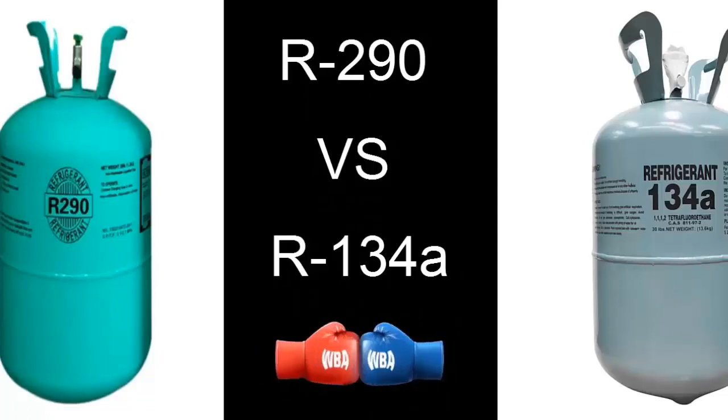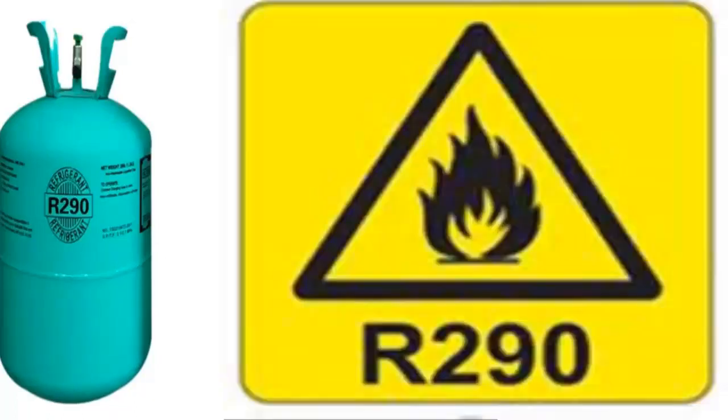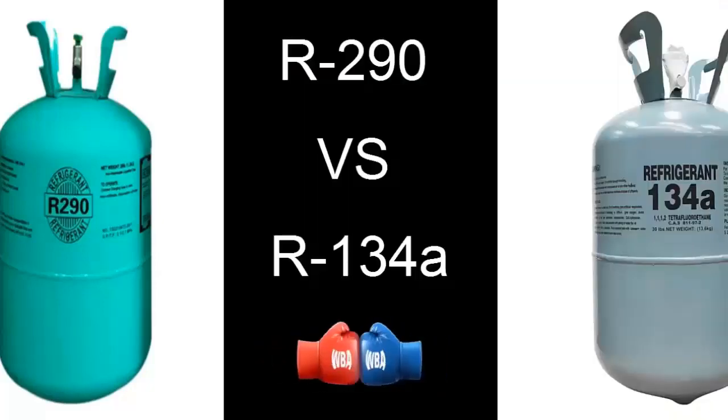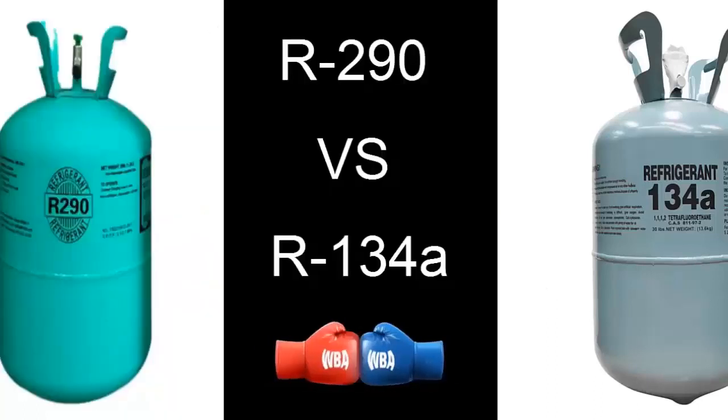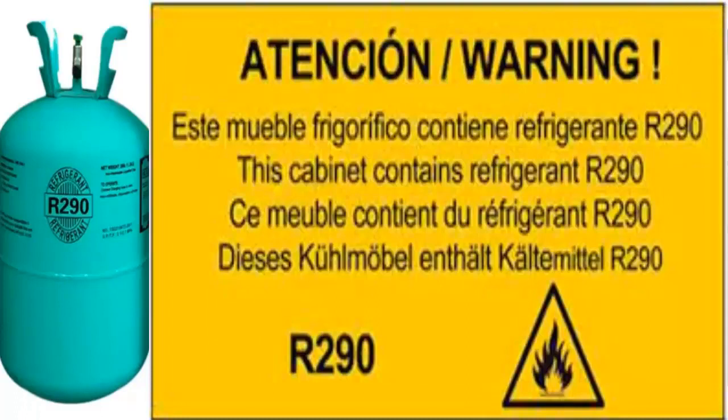R290 propane carries a safety classification of A3, being non-toxic but extremely flammable. In contrast, R134a is non-toxic and non-flammable. Although R290 propane is flammable, the risk is reduced, since it is primarily used in cooling circuits with lower cooling capacities, resulting in notably lower quantities of the refrigerant being present.